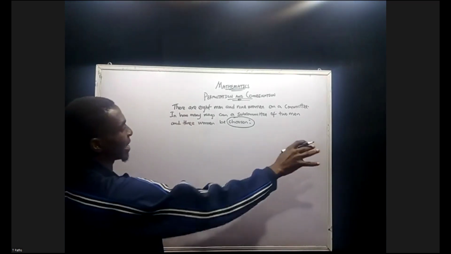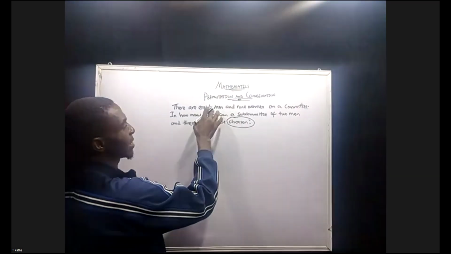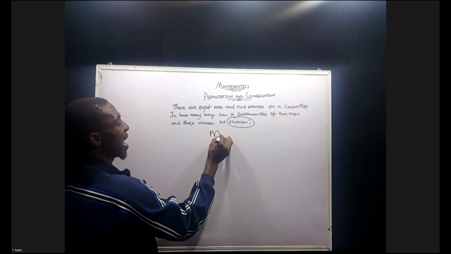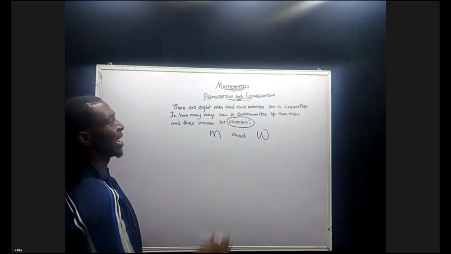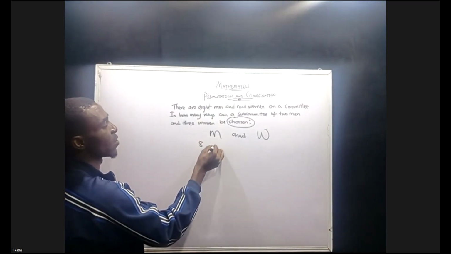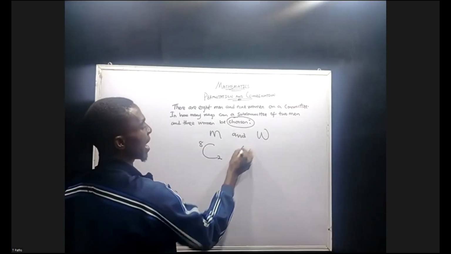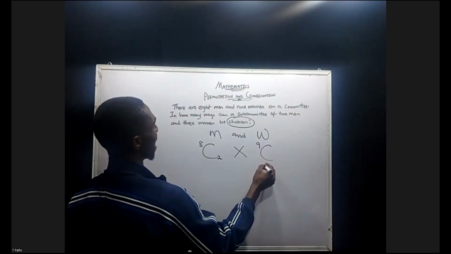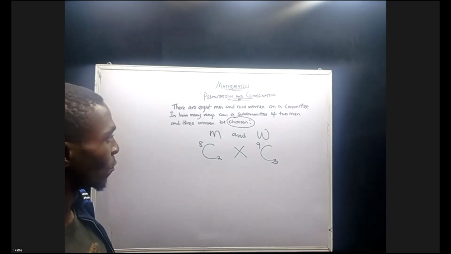Now, this is the translation of what we have on the board. There are 8 men and 9 women. So we have men and women. How many men? 8 men. Out of 8 men, we want to select how many? 2. And out of 9 women, we want to select how many? 3. That is what the question asks us to do.